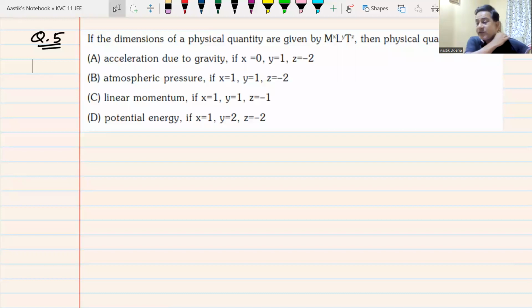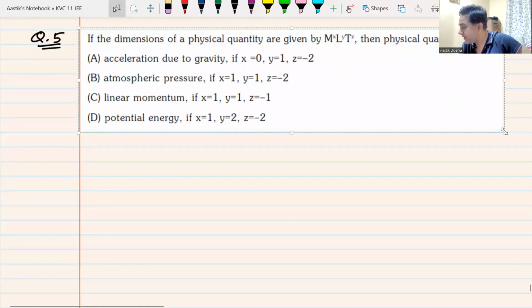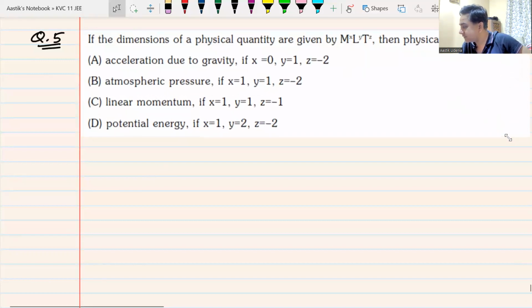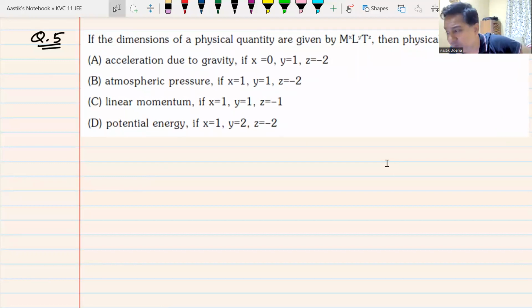If the dimensions of a physical quantity are given as M raised to the power x, L raised to the power y, and T raised to the power of z, I hope you can see this. M is raised to the power x. L is raised to the power of y, my dear friends. And T is raised to the power z. Then this physical quantity may be A, B, C, D. Four options, my dear friends.